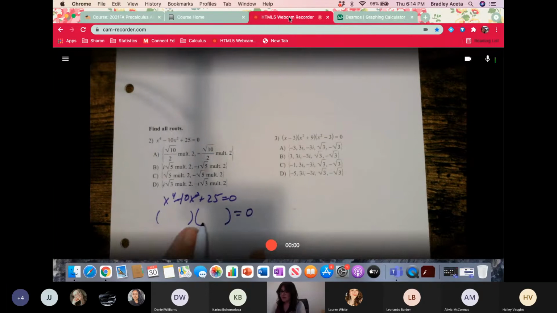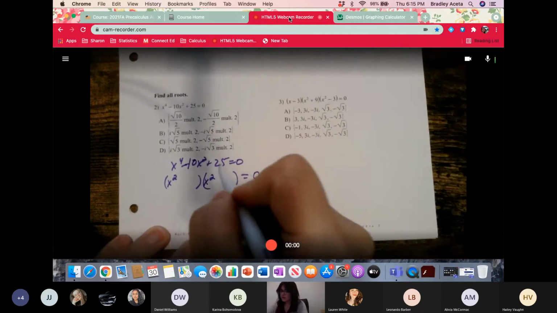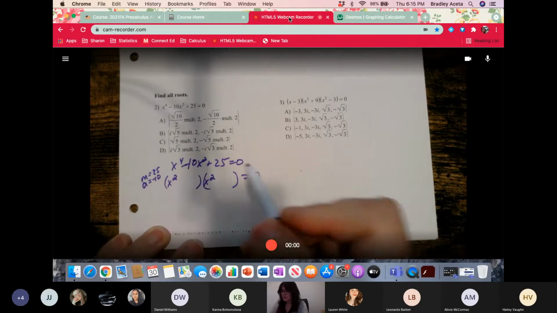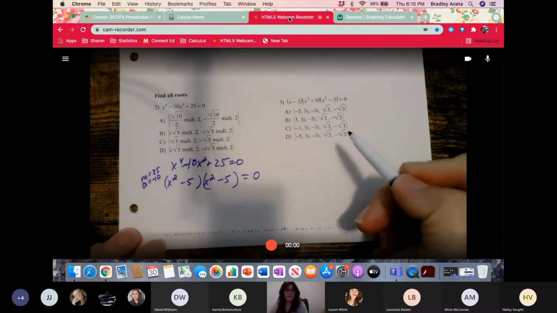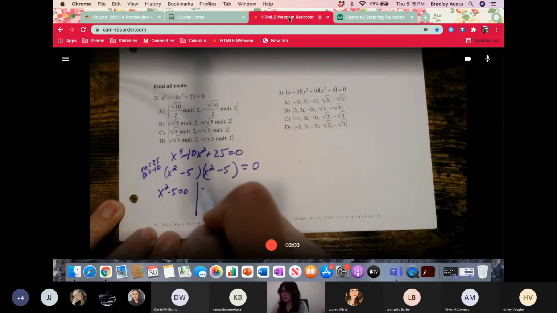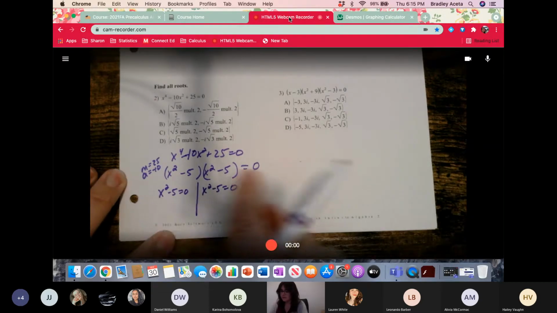Instead of putting x and x here, I put x squared and x squared here. And what two numbers multiply to 25 but add to a negative 10? Well, that would be negative 5 and negative 5. And then once you get that, you just set each one equal to 0. It's called the zero product property. You set each product equal to 0.